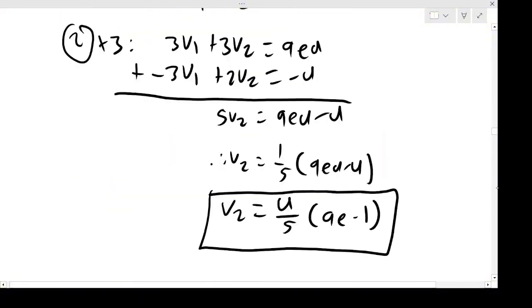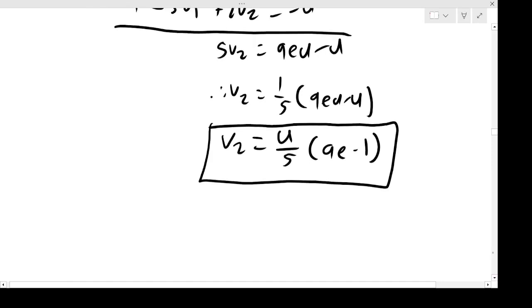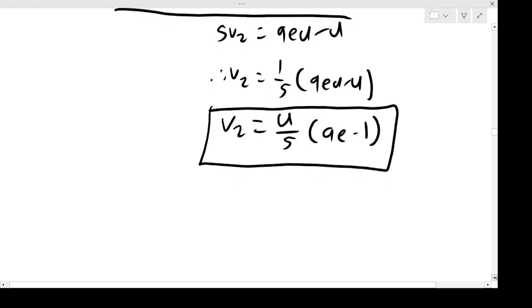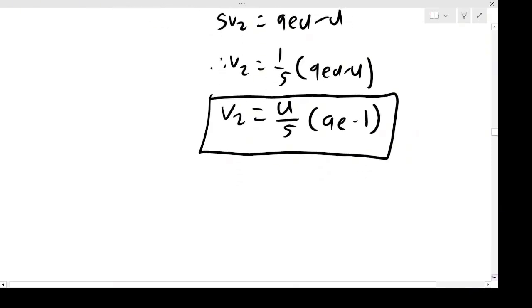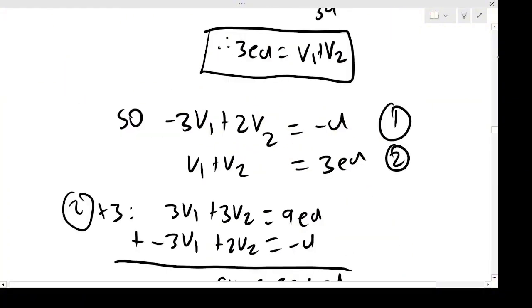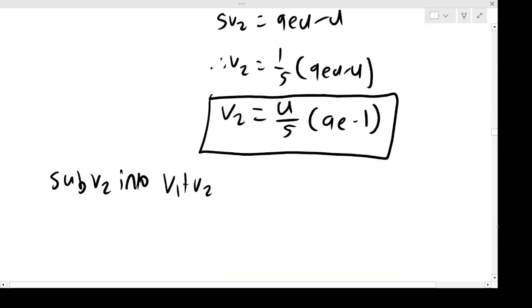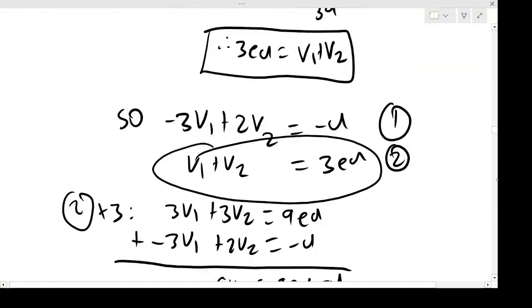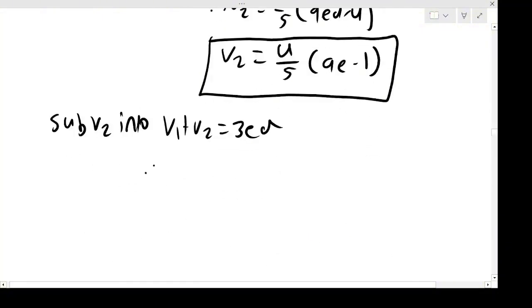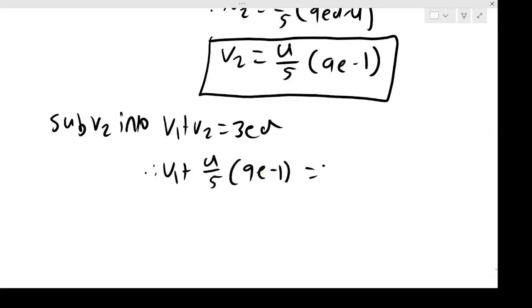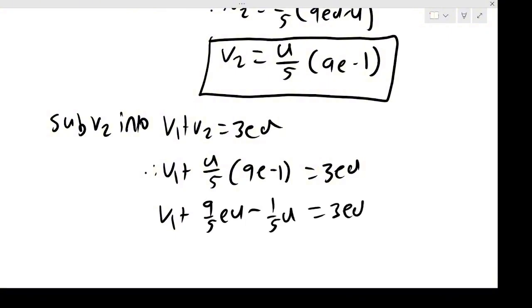Let's find V1. Let's just complete it. We're most likely going to need both speeds anyway. So I'm going to sub V2 into what equation? Let's substitute it into this one, V1 and V2 is 3EU. So then I can obtain V1. V1 and V2, which is U over 5 lots of 9E minus 1, is 3EU. Then if I expand this, I get 9/5 EU minus a 5th U is 3EU.